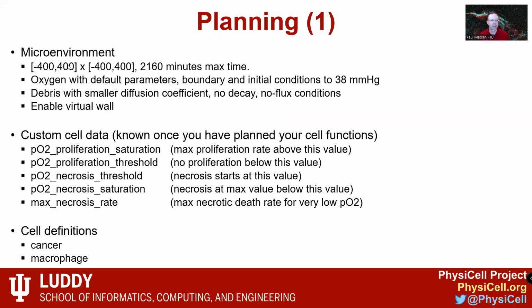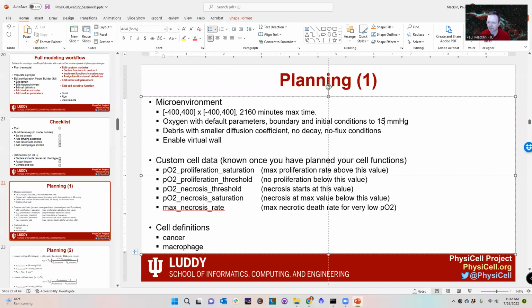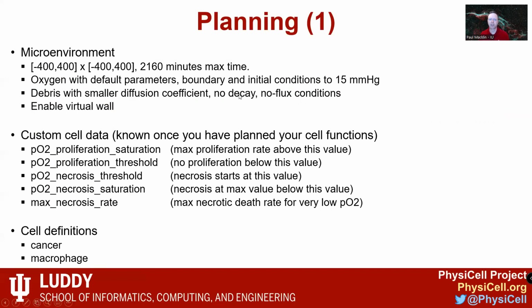First we want to edit our microenvironment. I'm going to pick a much shorter simulation time of just a couple of days, so we don't have to wait a long time as we iterate through this work. I'm going to reduce the domain a little bit to basically 800 microns by 800 microns. I'm going to have oxygen with default parameters, with boundary initial conditions of, probably not 38, but 15 millimeters partial pressure. Then I'm going to do debris with a much smaller diffusion coefficient and no decay and no flux. And I'm going to make sure the virtual walls are on so that cells don't leave the domain.